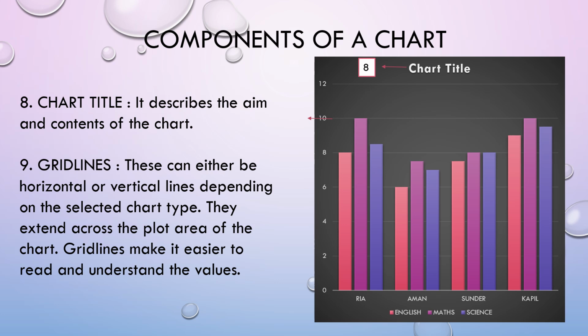Grid lines make it easier to read and understand the values. Like if only the numeric values like 12, 10 are written there and those lines are not there, then it will be a little difficult for the user to get the exact figure. So if these grid lines are present, it becomes very easy for the user to understand which value it is indicating. This is all for components of chart.